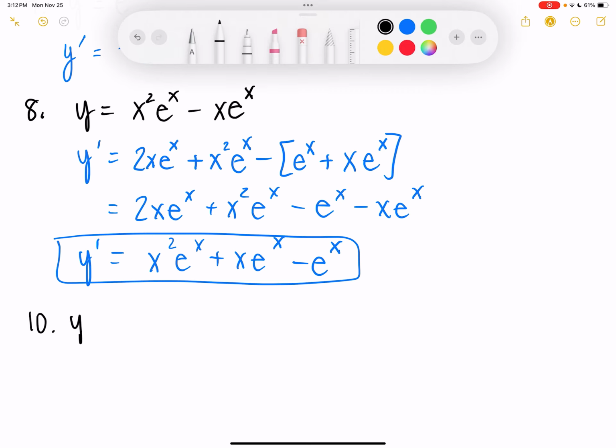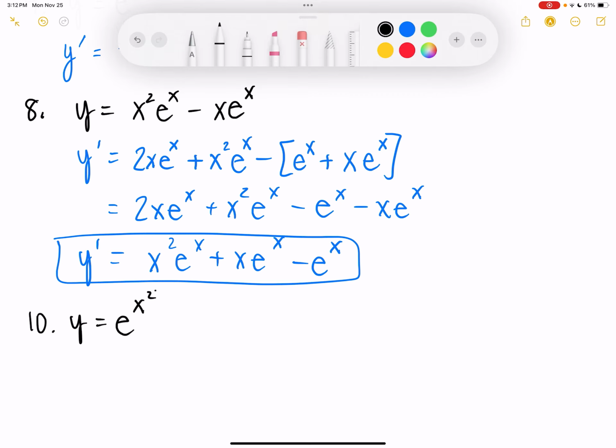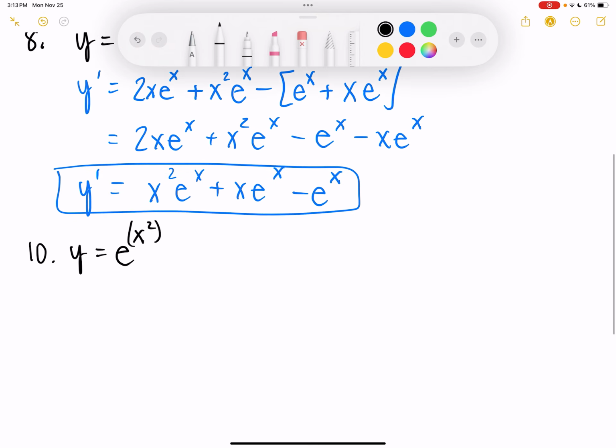All right, 10. y equals e to the x squared. And they actually have the x squared in parentheses here. Is there any particular reason why they would have the x squared in parentheses? I assume it's just to know that e is being raised to that whole thing, instead of like e to the x, squared.